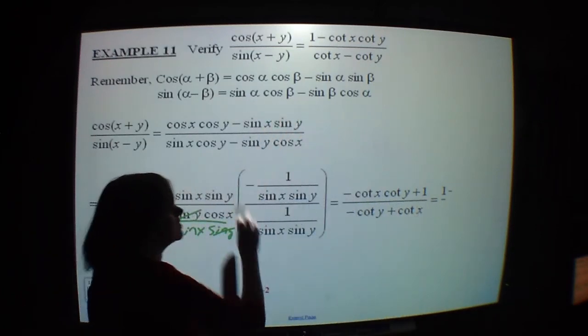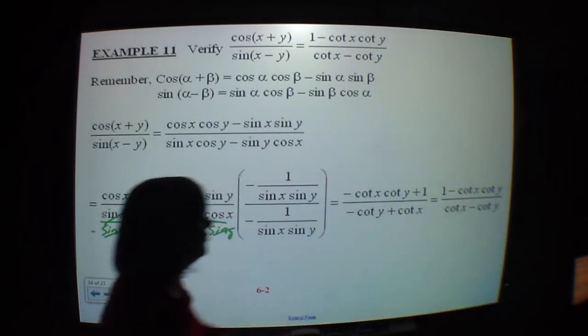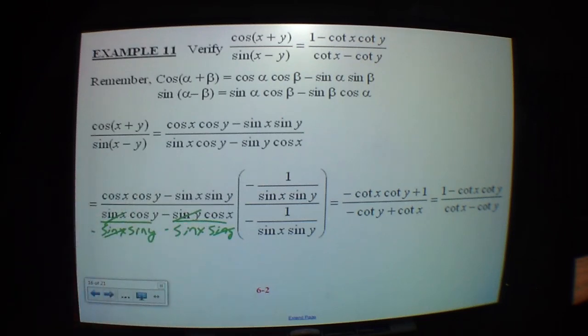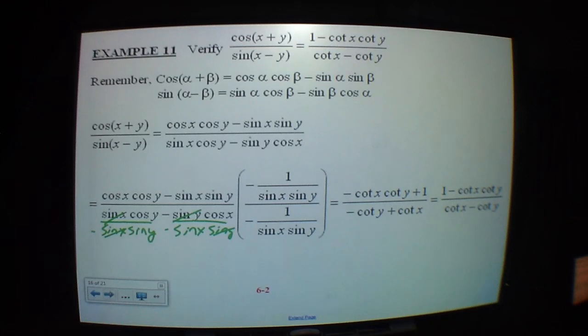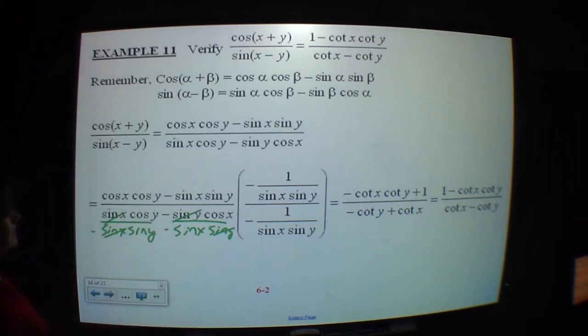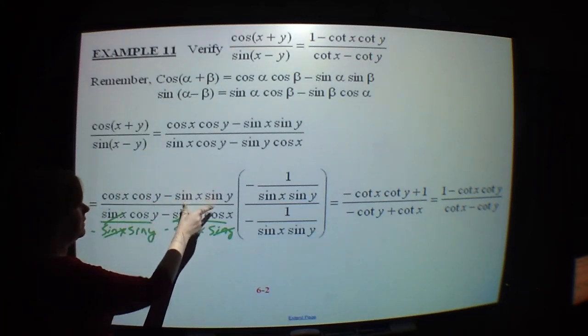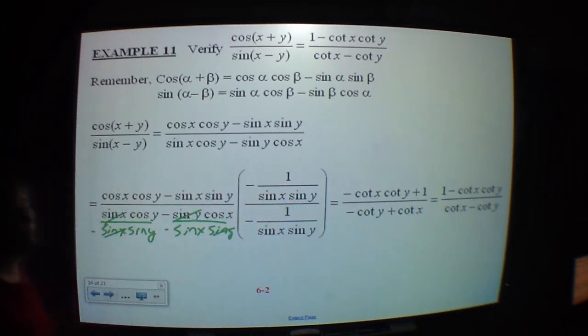And then you can just rearrange it. And the only reason I knew how to do this is because I looked at where I was going. That's why I knew to do that, because I wanted a cotangent. If this was verifying stuff with tangents in there, then I'd say, okay, tangent is sine over cosine. So right here I'd do cosines on the bottom, and it would work.